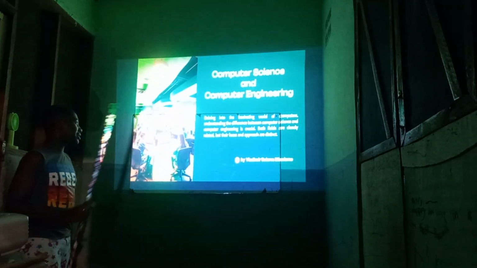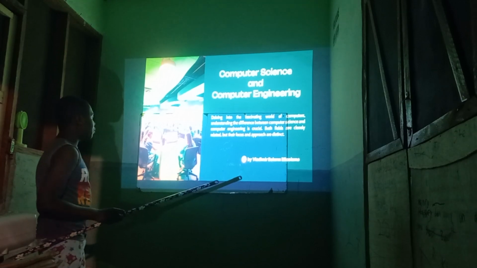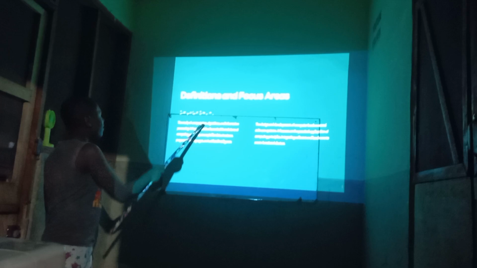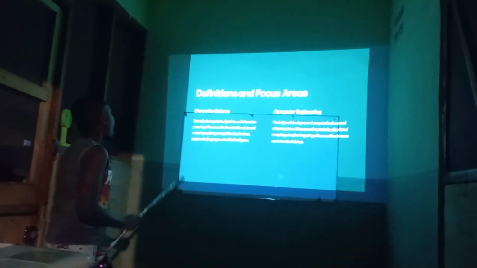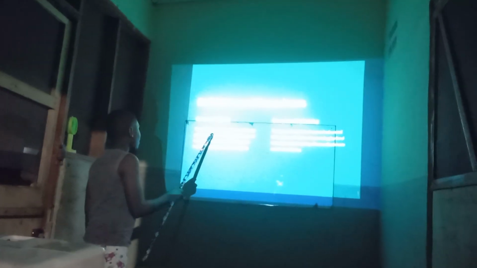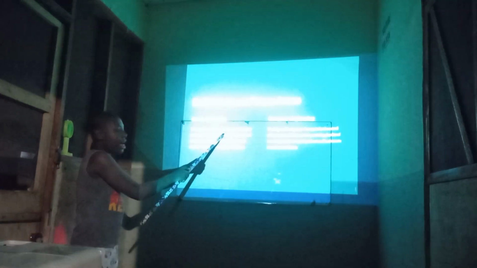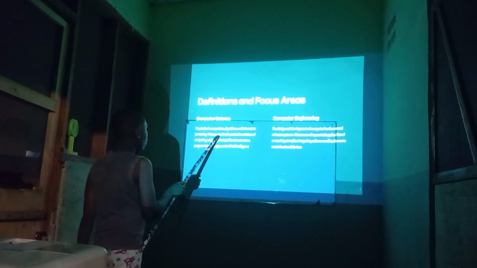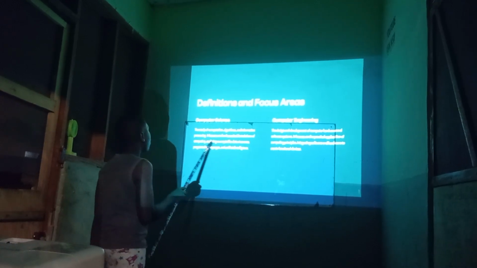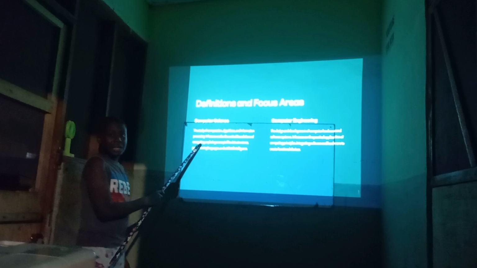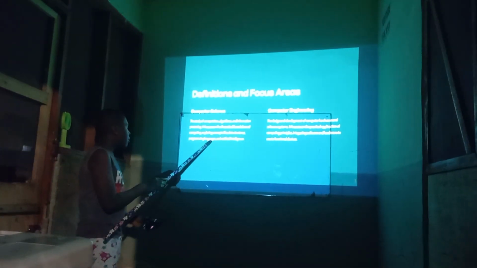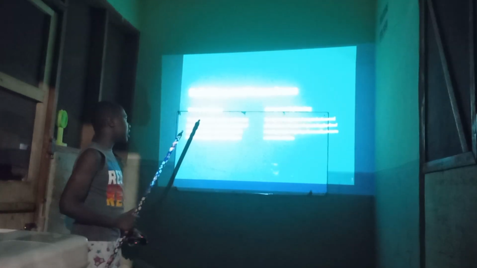So, without wasting much time, we are moving on to the definition and focus areas under the topic computer science and computer engineering. The definition and focus area of computer science: the study of computation, algorithms, and information processing. It focuses on the theoretical foundation of computing, exploring concepts like data structures, programming languages, and artificial intelligence.